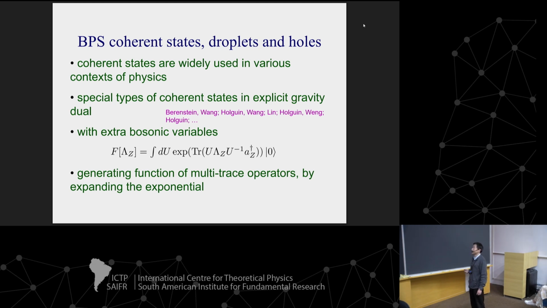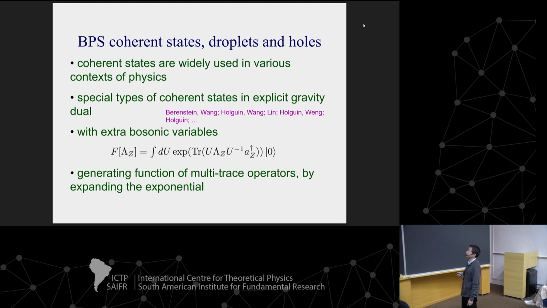These are coherent states which have been constructed by Berenstein-Wang and Holguin-Wang. It has the following expression, for example. Here we can consider a gauge theory, for example, N=4 super Yang-Mills theory, as an example. We can consider a scalar field Z, and A_Z dagger is the operator creating the Z field. And we have an N by N matrix coefficient lambda_Z, which is the coherent state amplitude. This is the coherent state.